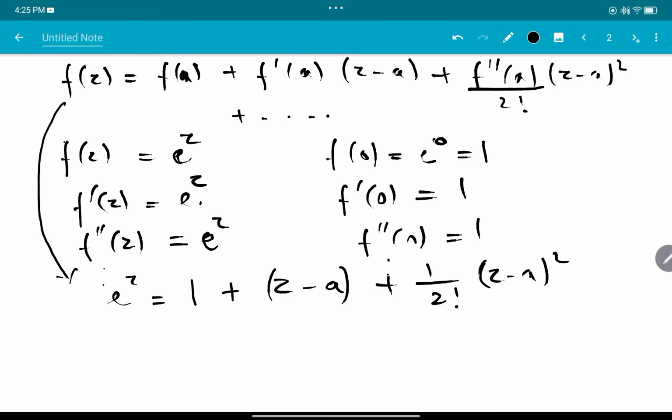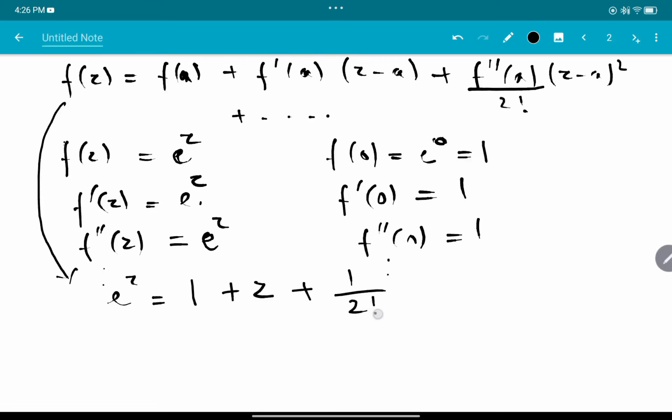But as we have decided that we will take a as 0, we need not write a here, because we are expanding about z equal to 0. So we will have here z, then 1 by 2 factorial z squared plus dot dot. We will have to remember this because we will be using it time and again. Such expressions should be memorized. They are frequently used in mathematics and physics.